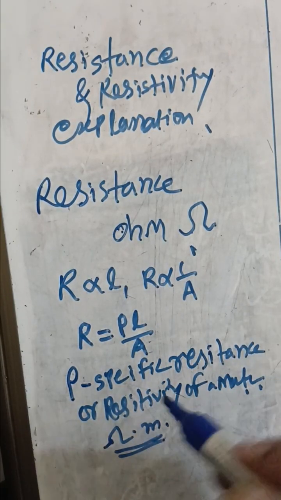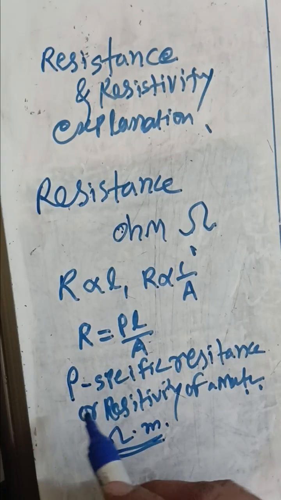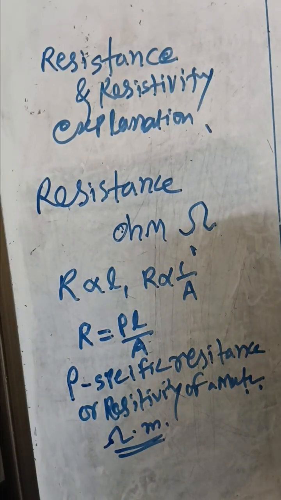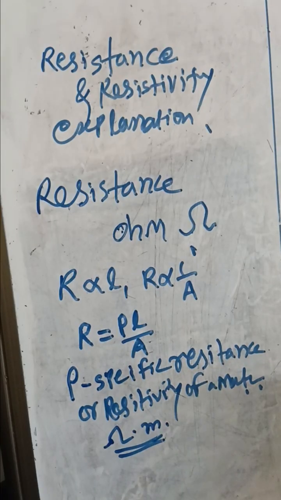So rho is the specific resistance. It is a constant. Now, resistance also depends on the nature of the material, its purity, hardness, and temperature. Resistivity accordingly depends on the same things.